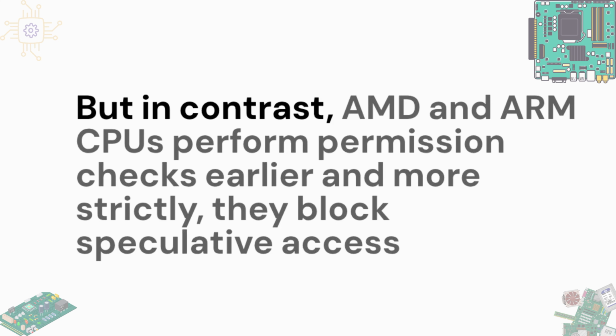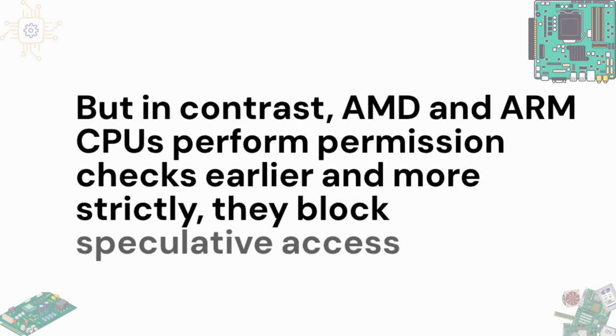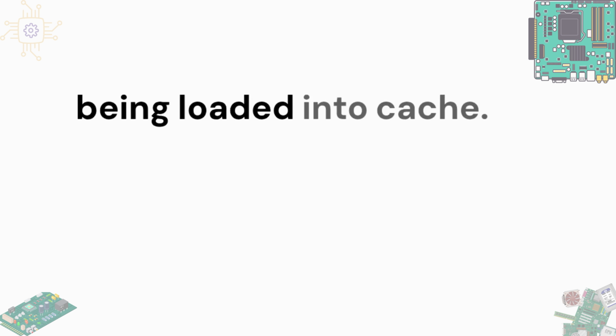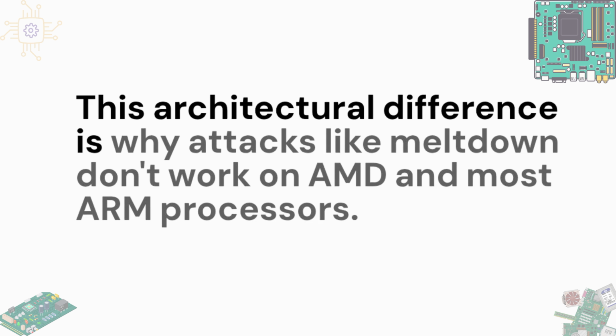But, in contrast, AMD and ARM CPUs perform permission checks earlier and more strictly. They block speculative access to memory regions if the access would eventually be denied, preventing unauthorized data from ever being loaded into cache, even speculatively. So this architectural difference is why attacks like Meltdown don't work on AMD and most ARM processors.